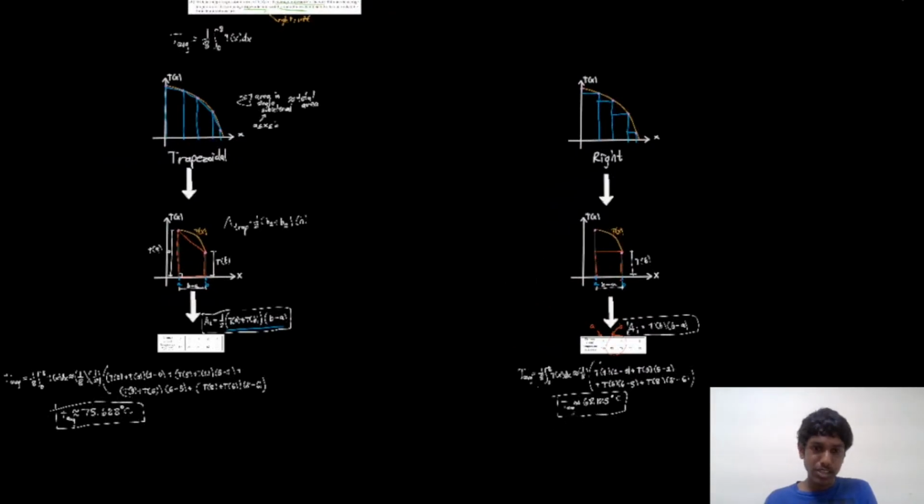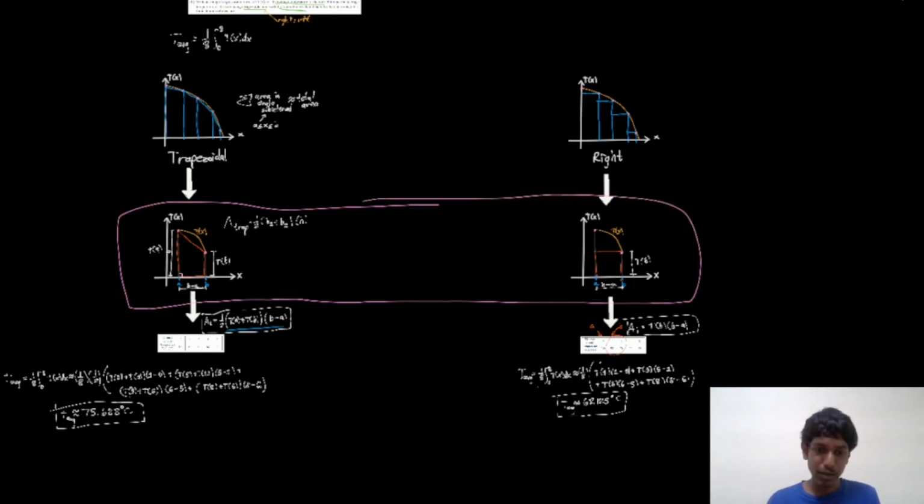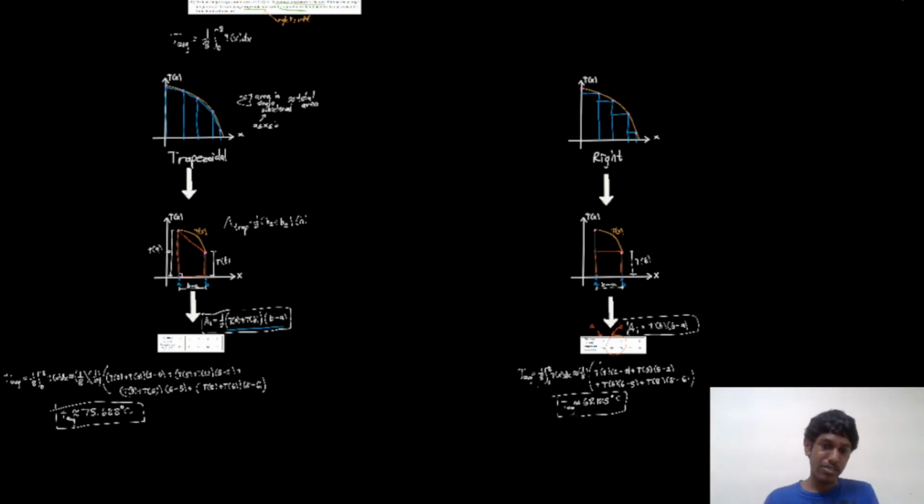So this was the process for the trapezoidal sum and the right sum. I encourage you guys to do a similar thing for the left sum and the midpoint sum. The process is pretty much exactly the same. Again, the only difference is you're looking at different shapes here, and that will dictate which formula you end up using to calculate the area of each individual piece.